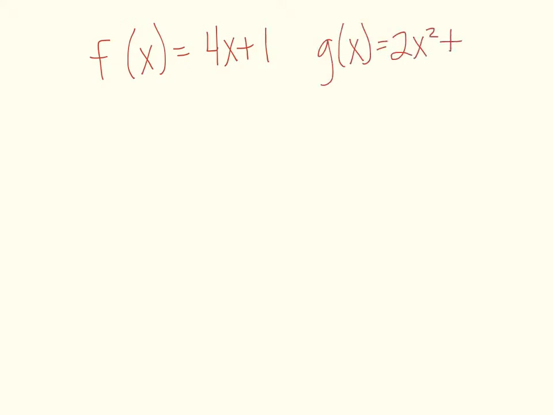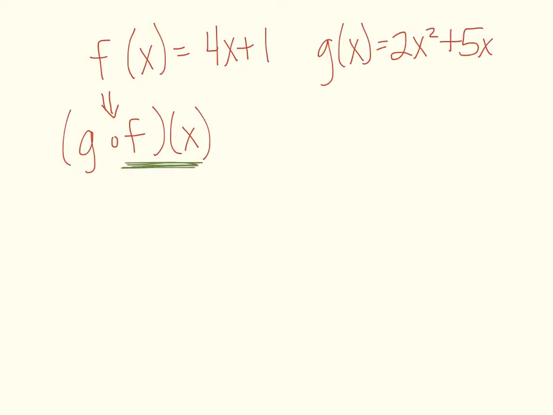For your final problem, I want to remind you of composition of functions. So let's say f of x equals 4x plus 1. And let's say g of x equals 2x squared plus 5x. And let's say what I want you to find is g of f of x. So this is a composition. This little o right here means composition. What it means, if you remember from Unit 5, is you take the innermost thing first. So in this case, we're going to take the f of x first.